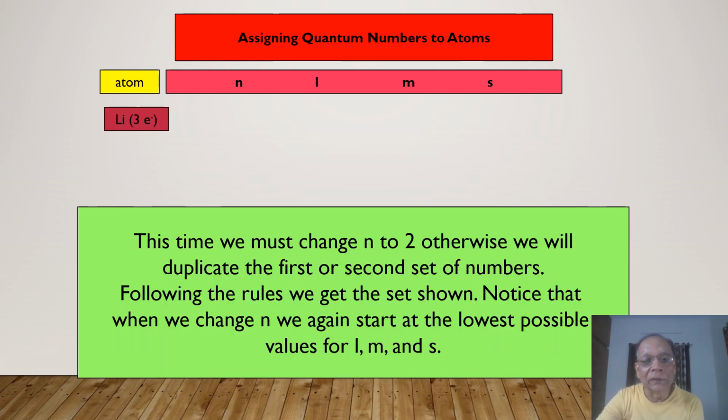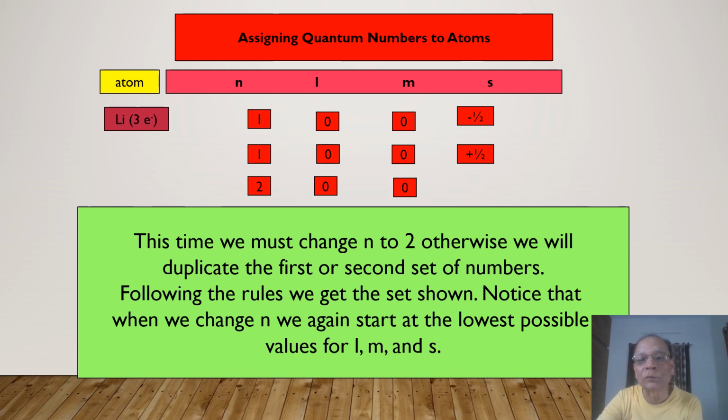Now lithium. This time we must change to n equals 2. Otherwise, we will duplicate the first or second set of numbers. Following the rules, we get the set shown. Notice that we change n again, start at the lowest possible values for L, M, and S. So 1 0 0 minus half, 1 0 0 plus half, and in the second shell there is one electron. So 2 0 0 and minus half. There are three electrons, so there are three possible sets of quantum numbers. None of them match exactly.